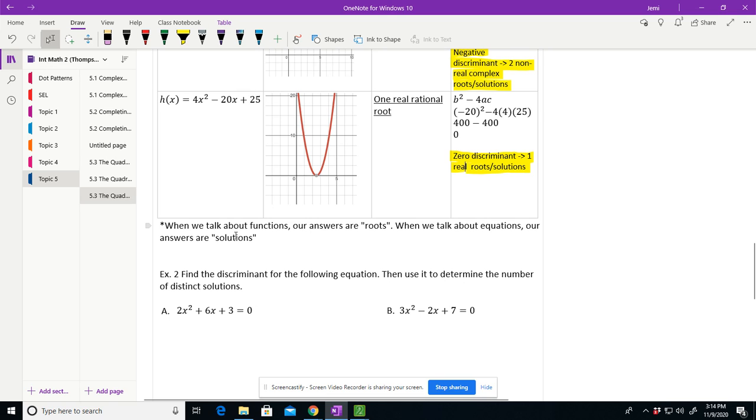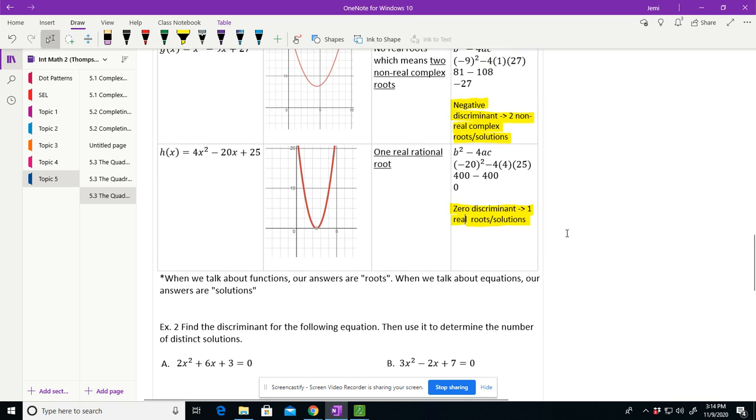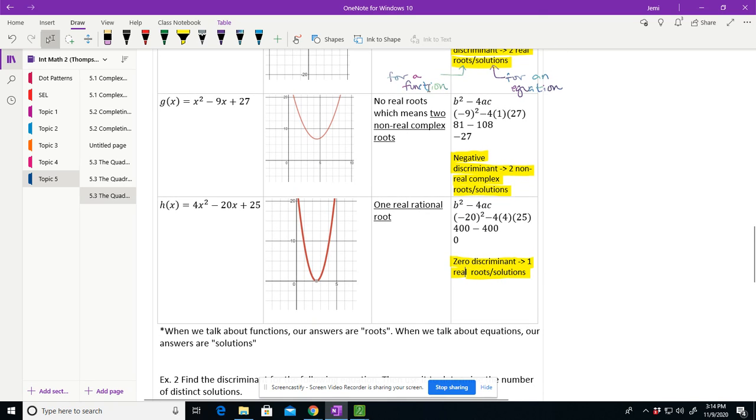So there's a note down here. It says when we talk about functions, our answers are roots. When we talk about equations, our answers are solutions. I kind of explained that up here in these multicolored notes that I made. Just a reminder.